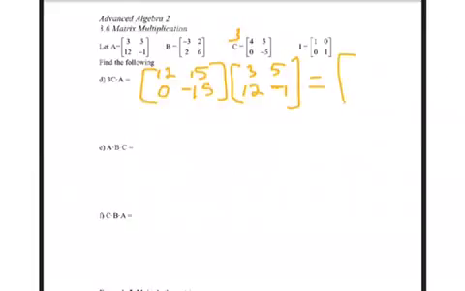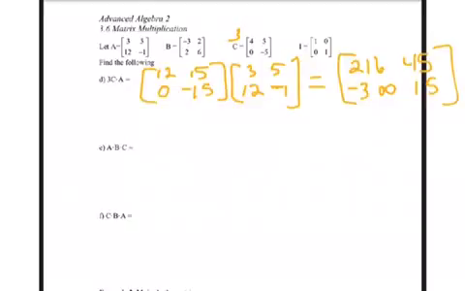So when you did this, I personally got 216, 45, negative 300, and 15. Hopefully you got the same thing as well.